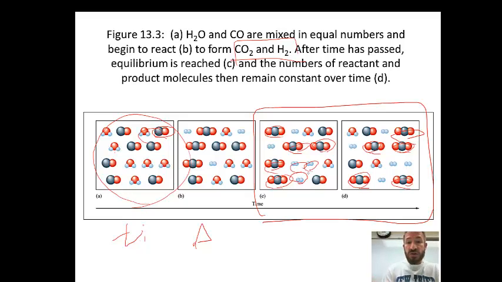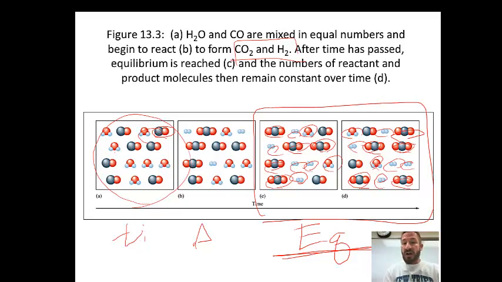5 hydrogens, 5 hydrogens. That is constant. Now let's look at the reactants. The water, we've got 2 water molecules here, 2 water molecules there, and then also the only one I didn't circle was a carbon monoxide. We see there's 2 carbon monoxides here, 2 carbon monoxides there. So this is equilibrium. The concentrations are constant in those last 2 time frames.